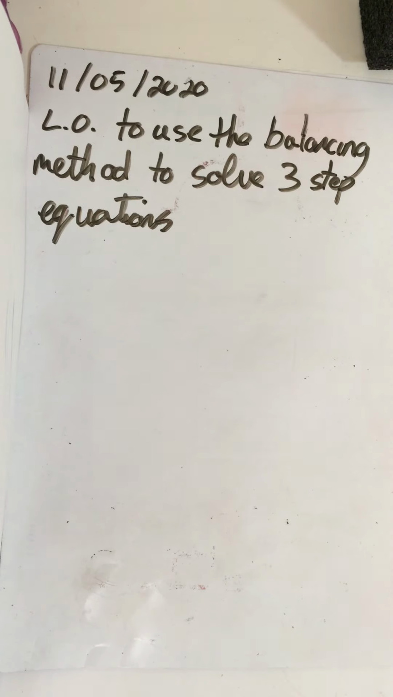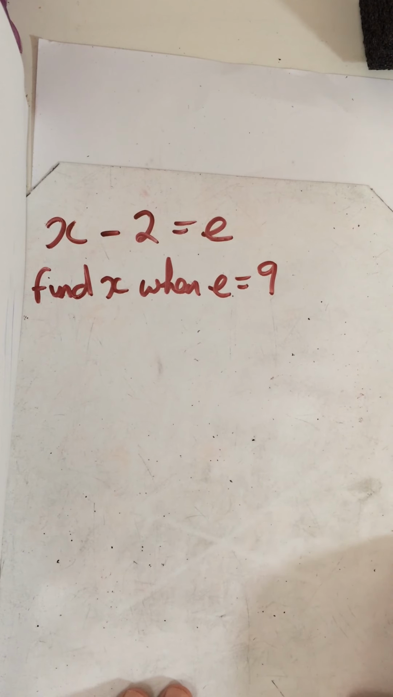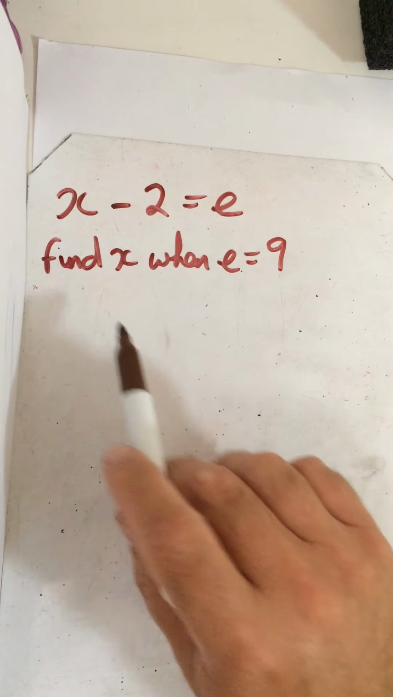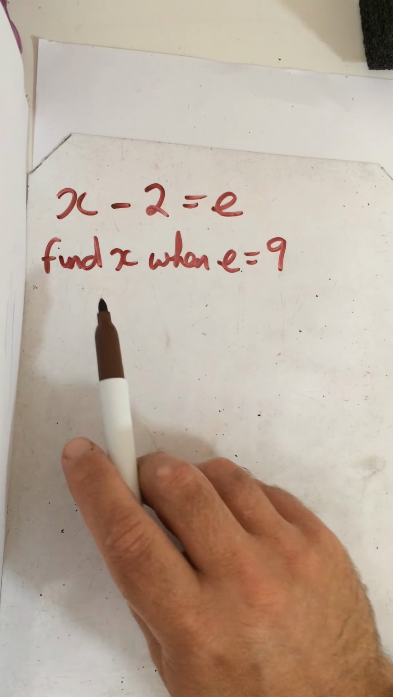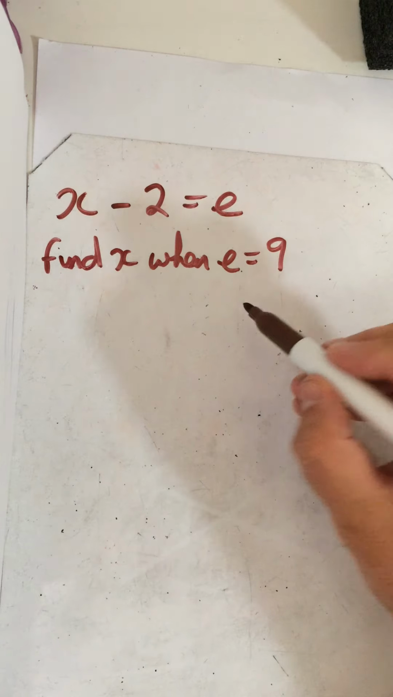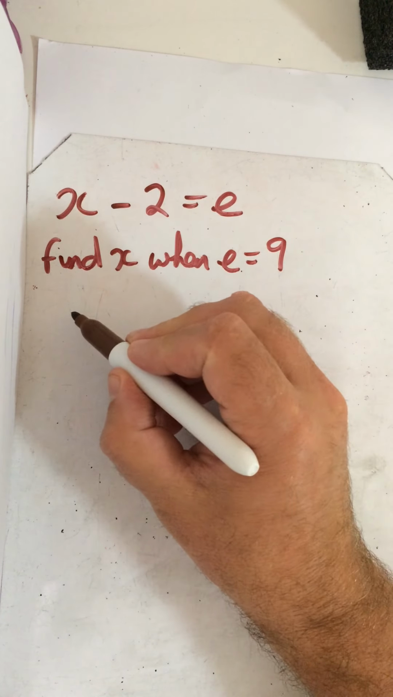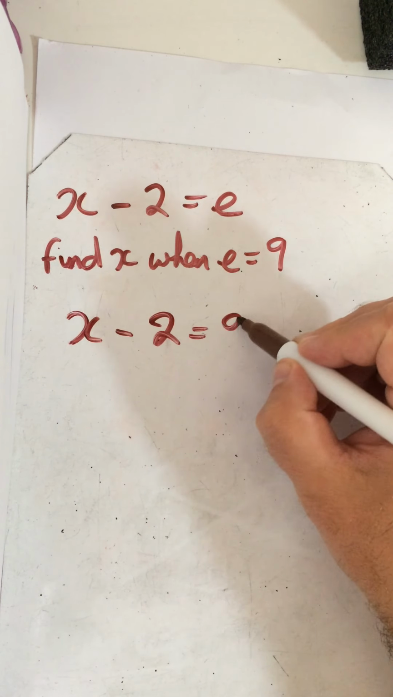Right, we're going to start off today with the same sort of work as the last lesson, we're just adding in some substitutions. So here we have x minus 2 equals e. We have to find x when e equals 9. It's a substitution question, so we just replace e with 9. So this becomes x minus 2 equals 9.